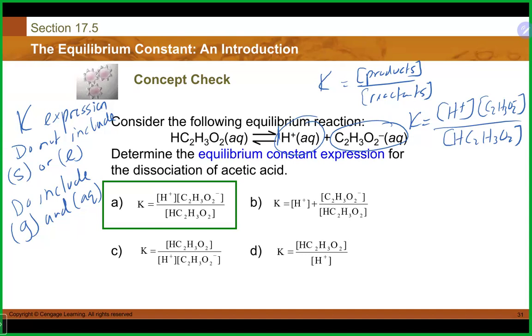Also, things that are pure liquids like water, for example, in the liquid state, their concentrations are so high that they really don't change all that much. They remain relatively constant throughout the process, so we don't include them. So anything with a G or an aqueous symbol should be included. Anything with an S and an L you should leave out of the expression. Any questions on that there?